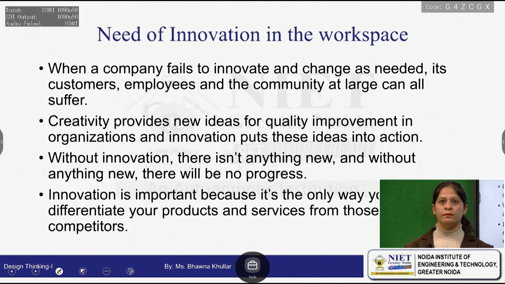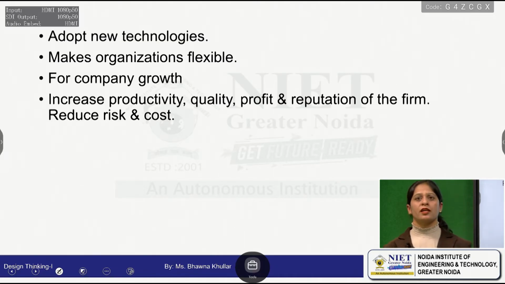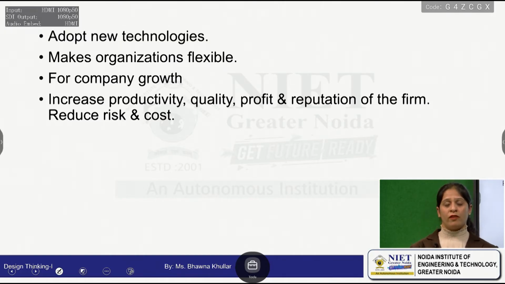Adopt new technologies. For innovation we have to adopt new technologies. It is very important. Without new technologies there is no innovation. Make the organization flexible. It should be flexible for all the competitors. If we want to add something new, then there is space for adding everything, so that we can compete with the other companies, other organizations.